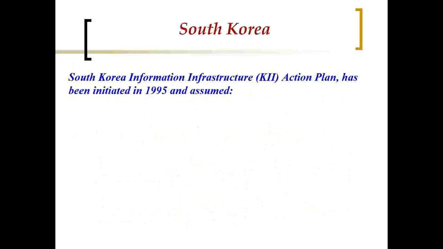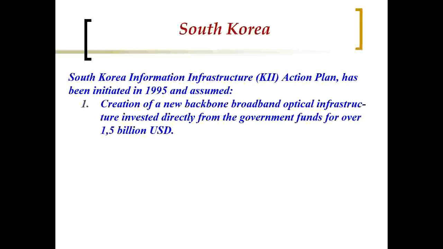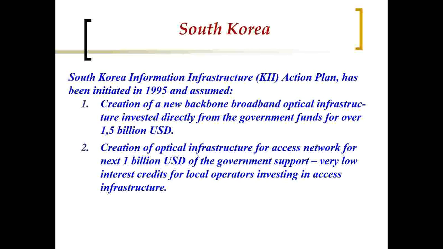The third example is South Korea and the so-called KII action plan, which was issued in 1995. The plan assumed the following things: creation of a new backbone broadband optical infrastructure, which was invested directly from government funds, and it cost over $1.5 billion United States dollars. Creation of optical infrastructure for access network for the next $1 billion United States dollars of government support, which included very low interest credits for local operators investing in access infrastructure.